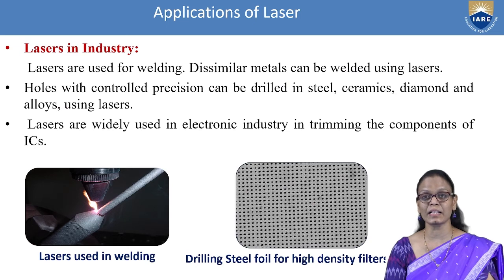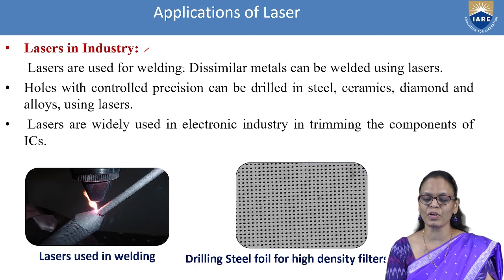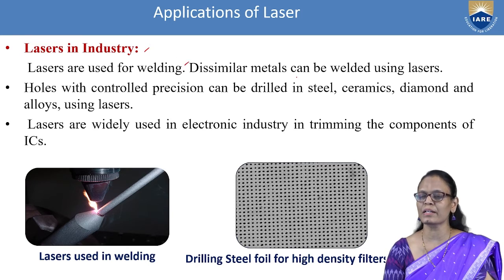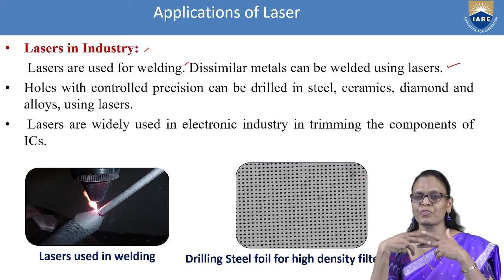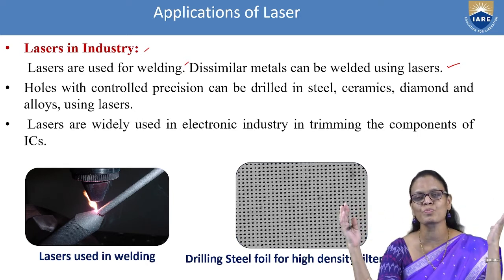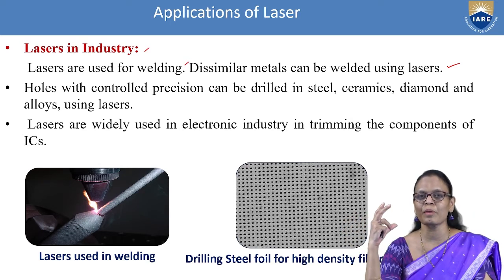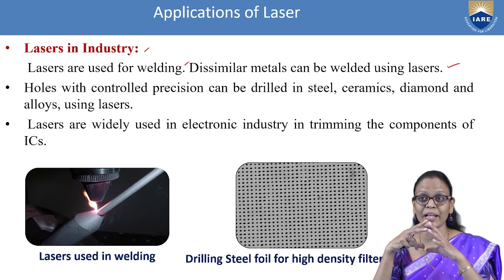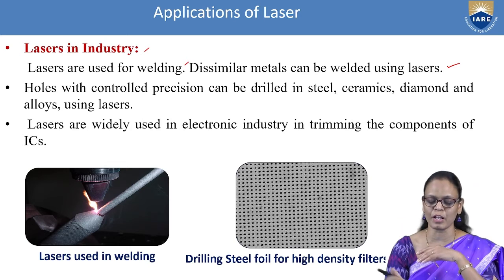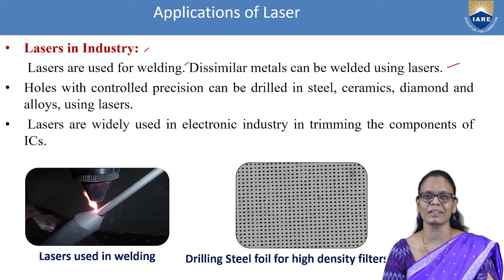Then coming to laser in industry. For industrial purposes, they are used for welding. Dissimilar metals can be welded using laser. When you have to join two different metals, when you make huge boilers, especially during the manufacturing processes in industries, they may have to do some joining of metals. So then they can be joined or welded with the help of laser. So always we hear about laser welding. Dissimilar metals can be welded using laser.